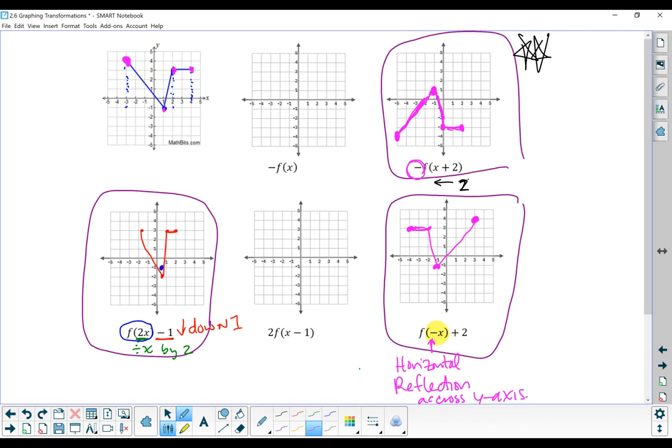So our shape reflected horizontally looks like this, and then we have a second instruction to shift it up 2 units. So if we shift all of those up 2 units, we get our final answer, which is this one. And then, of course, you need to delete any intermediate stuff that you had drawn to help you along the way.